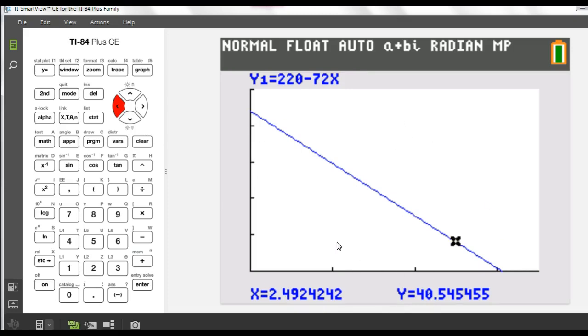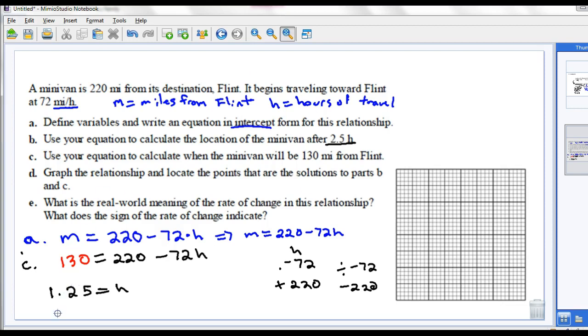So again, you don't have to graph it, just check this one out. That way we can save some time. All right, so there are your answers for example B. Good luck with your assignment.